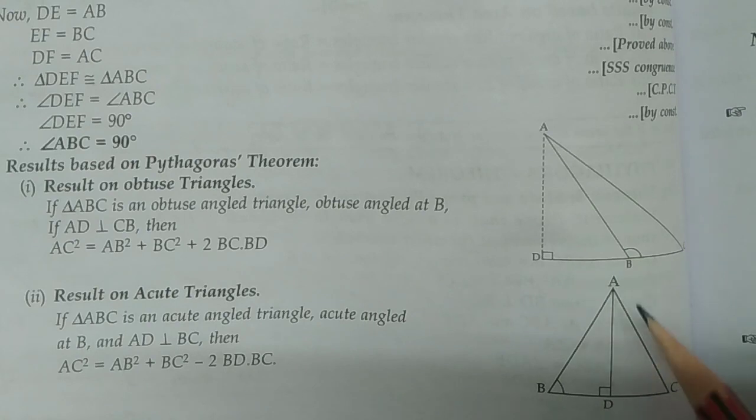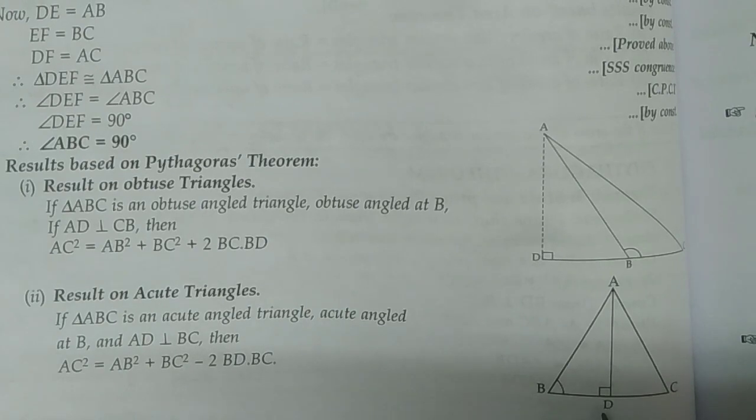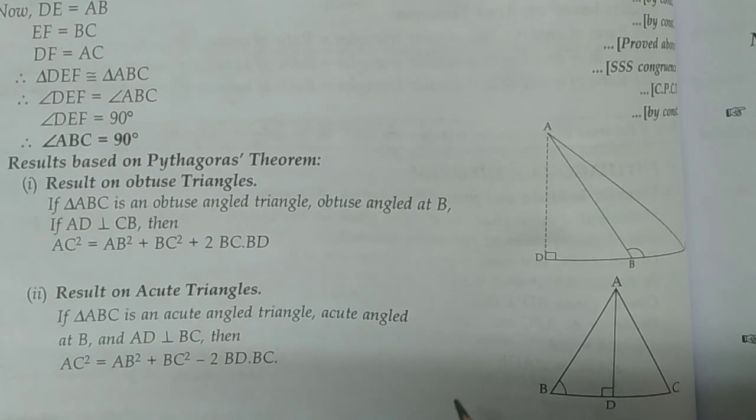This is A, B and C, and then it's given D. Triangle ABC is an acute angled triangle, acute angled at B, and AD is perpendicular to BC. Then AC square equals AB square plus BC square minus 2 BD times BC. It's given here. Thus we have completed this exercise, and now we are coming to coordinate geometry.